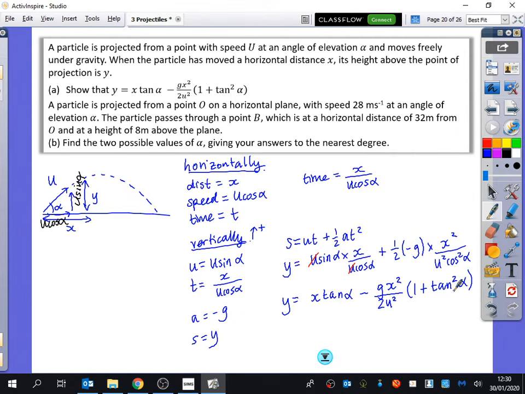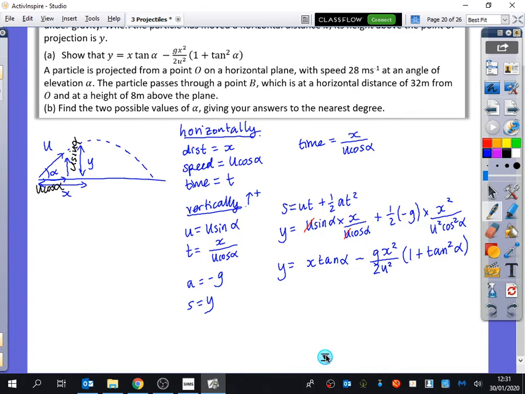You sure? So that was part A, and then part B just becomes a substituting in kind of question. Mizuki, you okay there? No? Okay. I'll see you after school. I'll spend some time with you and we'll go through it then, okay?